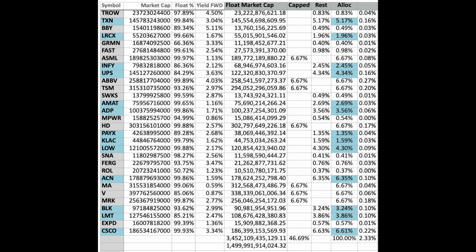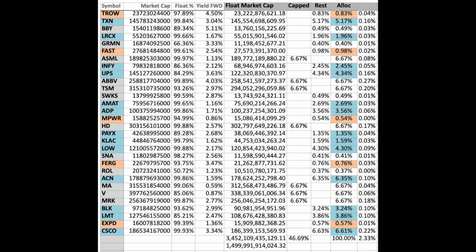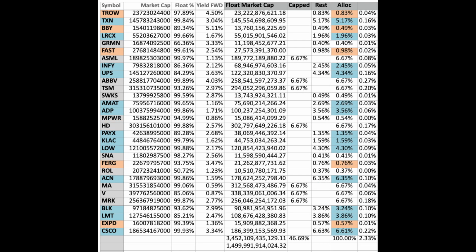The smallest 10 positions are Fastenal at 0.98%, T. Rowe Price Group at 0.83%, Ferguson plc at 0.76%, Expeditors International of Washington at 0.57%, Monolithic Power Systems at 0.54%, Best Buy at 0.49%, Skyworks Solutions also at 0.49%, Snap-on at 0.41%, Garmin at 0.4%, and Rollins at 0.37%.